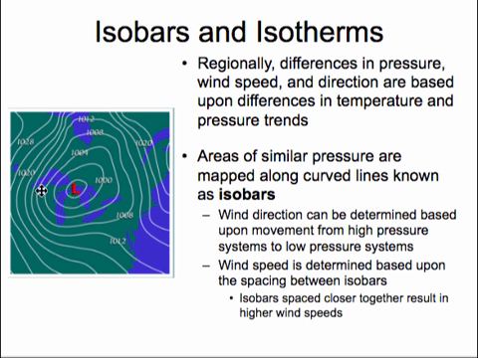Where the lines are closer together tend to tell you that there'll be a higher wind speed, and where they're further apart, there'll be a lower wind speed. The reason for that is here the pressure is changing a lot more rapidly in a short amount of space. Here the pressure is changing less rapidly in a bigger amount of space.